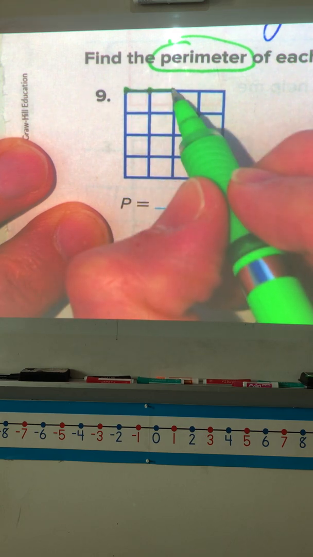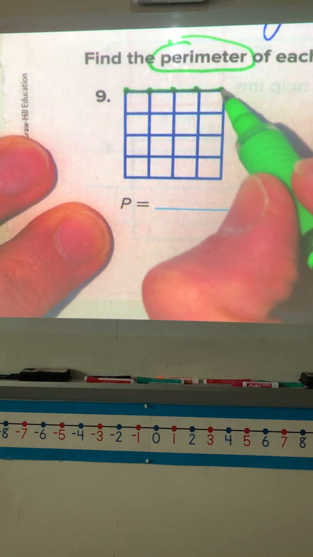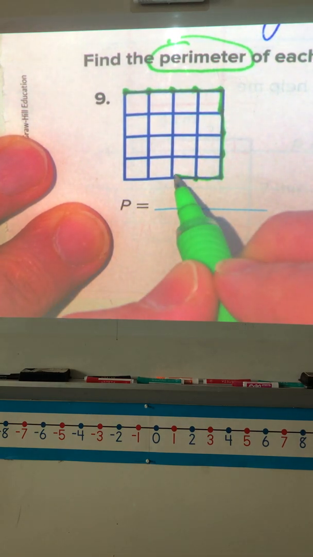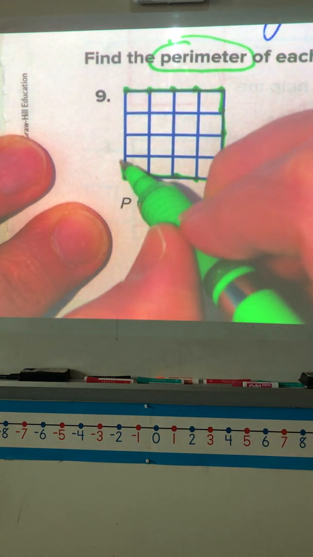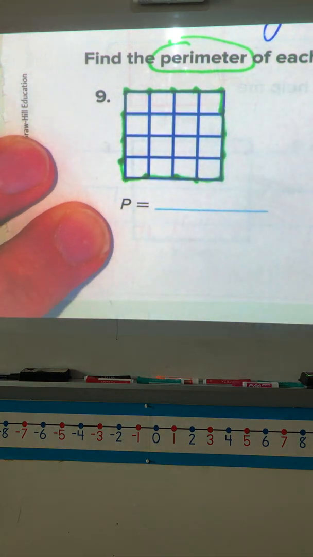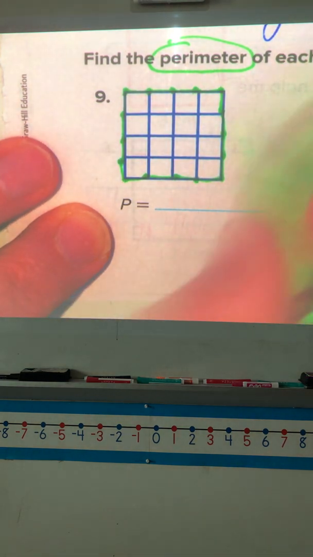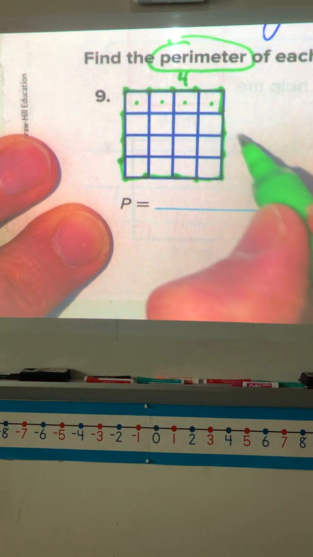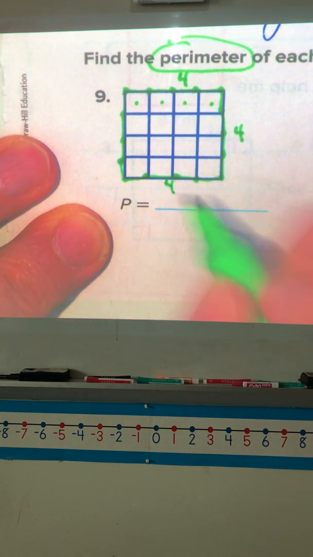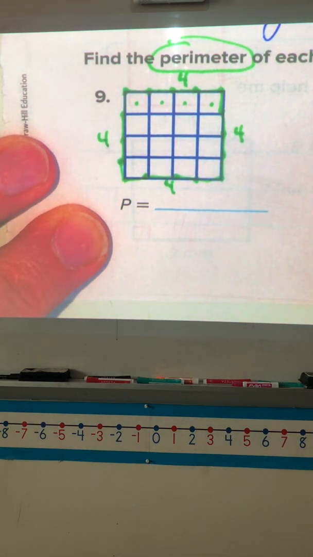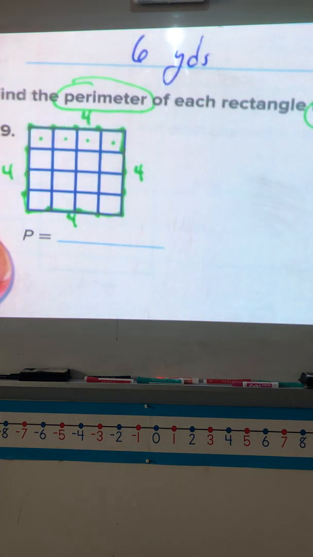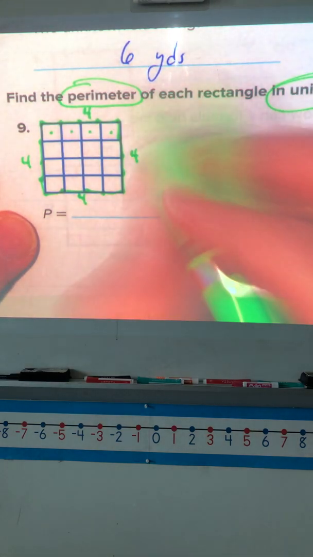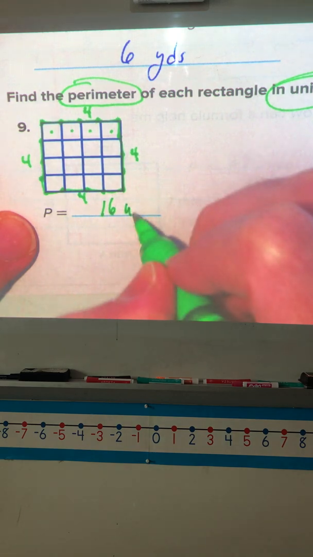1, 2, 3, 4, 5, 6, 7, 8, 9, 10, 11, 12, 13, 14, 15, 16. We can do that. Or we could say 1, 2, 3, 4 on each side. And we have units. The measurement there is in units. So if it's units, we'll just label it units. Your perimeter there is going to be 16 units.